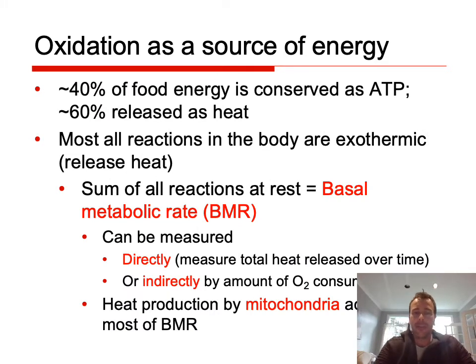When we talk about energy, 40% of food energy is conserved as ATP, and approximately 60% is released as heat. Almost all the reactions in the body are exothermic, meaning they release heat. The sum of all reactions at rest is our basal metabolic rate. You can measure this directly by measuring total heat released over time, or indirectly by the amount of O2 consumed. We'll talk about monitoring partial pressure of O2 later in the lecture. The heat production by the mitochondria accounts for most of the basal metabolic rate.